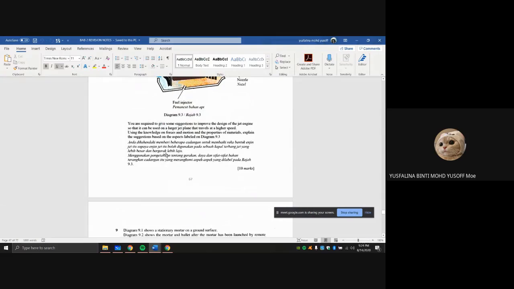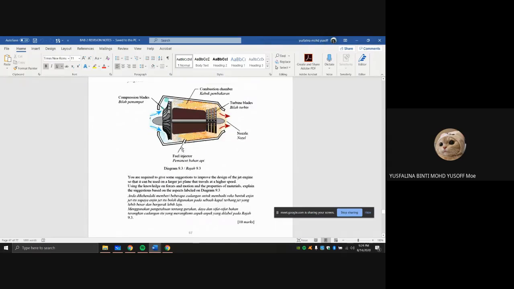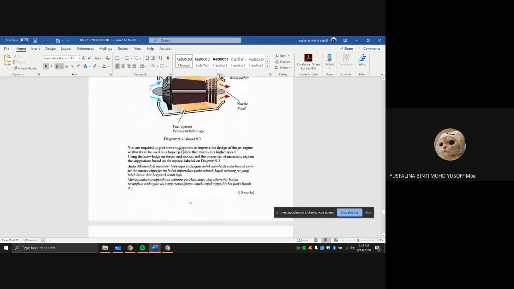Alright, the next one. Teacher, can you repeat number 3? This one? Yes, number 3, increase the number of fuel injectors, isn't it? Yes. So to increase the number of fuel injectors, the reason is more fuel to be burned.